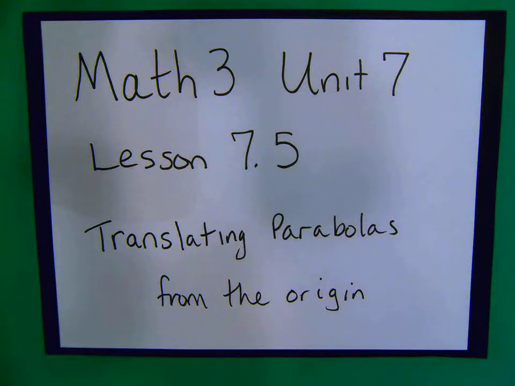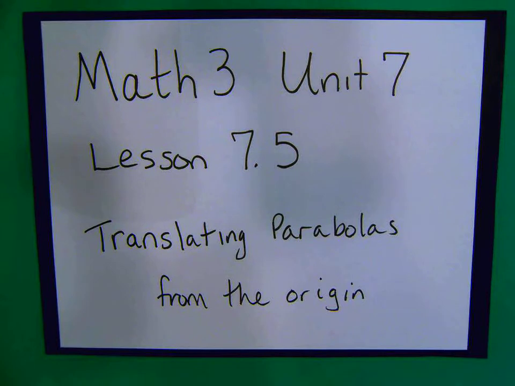Good morning. Today we're going to be talking about Math 3 Unit 7, Lesson 7.5, where we'll be translating parabolas from the origin. And so far in our unit, we have always had parabolas that had a vertex on the origin. We've been focusing on what the definition means.